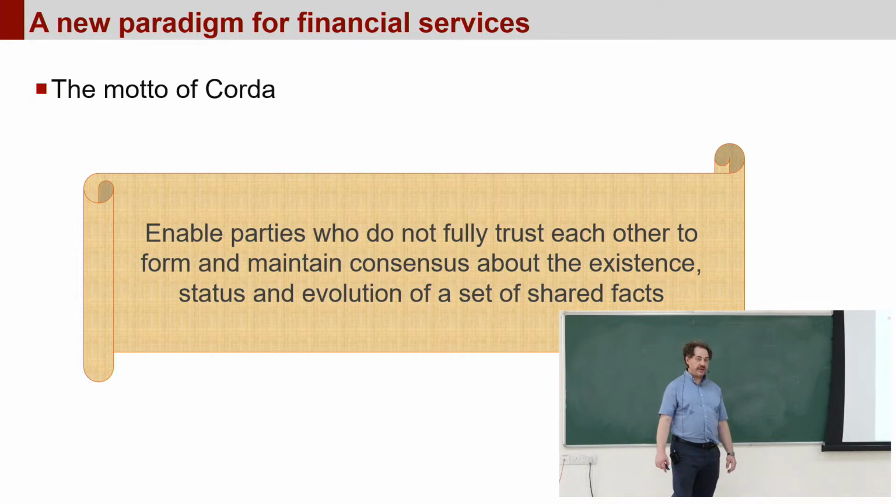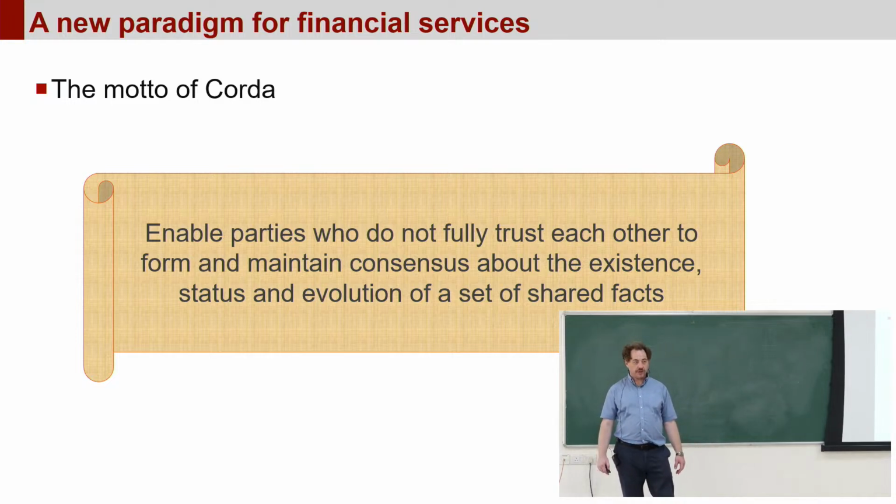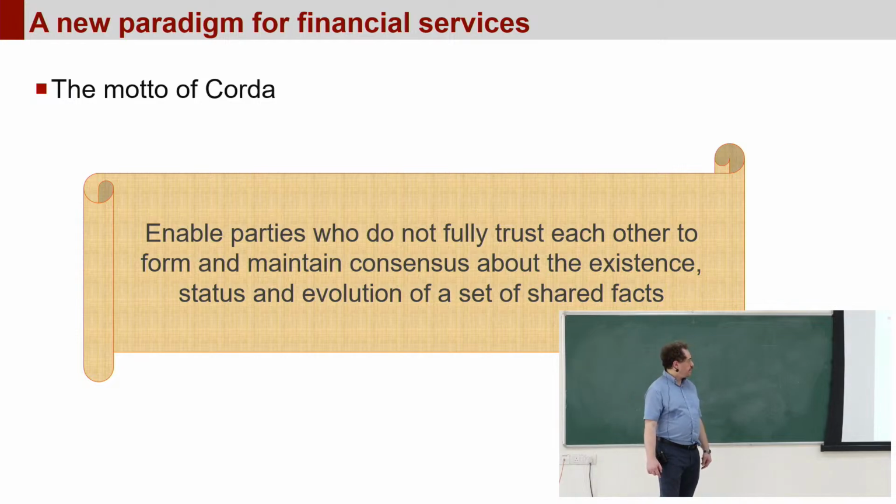Now, let's proceed to the second system, which is Corda. In one of the first lectures, I was talking about the advantages of using blockchain. And I said that one of the generally perceived advantages of blockchain is to enable parties who do not fully trust each other to form and maintain consensus about the existence, status, and evolution of a set of shared facts. That's true about blockchain in general, but originally it was penned, I believe, by Richard Brown, who is behind Corda.